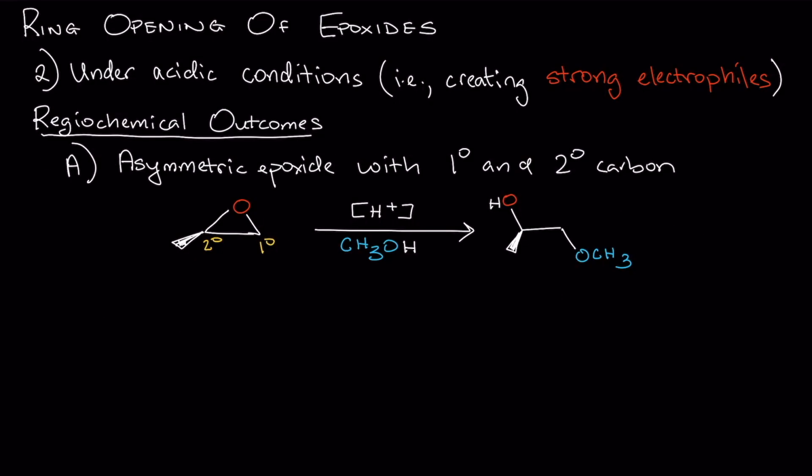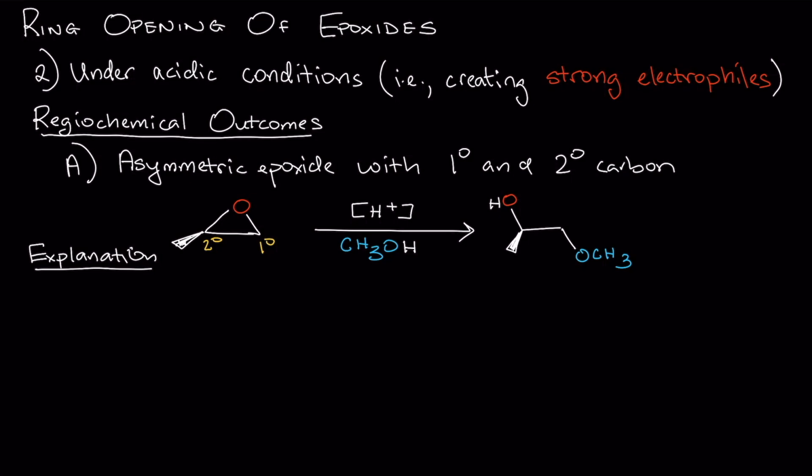Okay, so here's an example of the first scenario in which you have an asymmetric epoxide with a primary carbon on one side and the secondary carbon on the other side. Now, you treat this asymmetric epoxide with methanol, which is your nucleophile, under acidic conditions. Just like your scenario under basic conditions, it turns out this also adds on to the less substituted side of your epoxide, so in this case, the primary carbon.